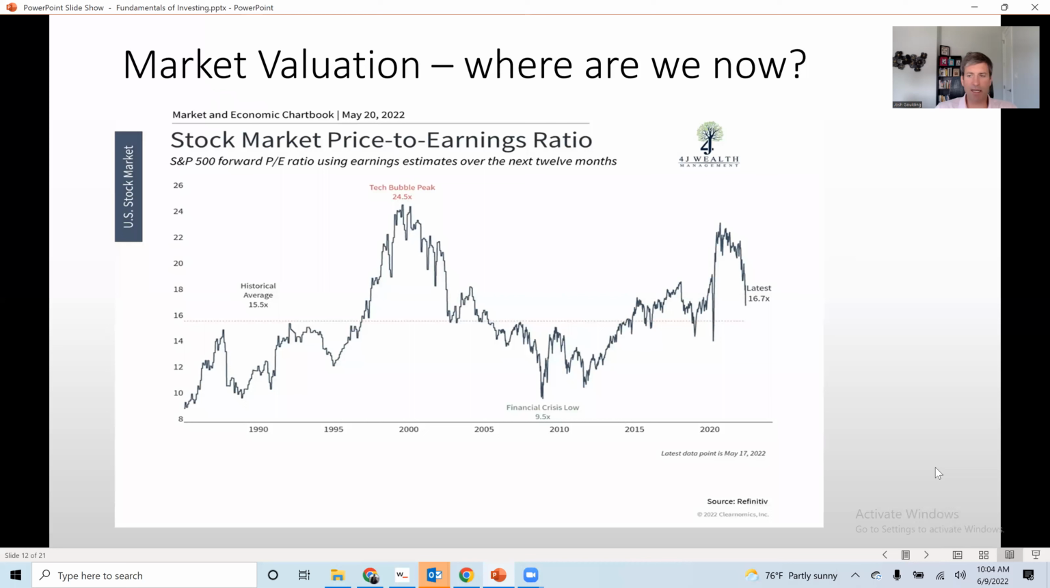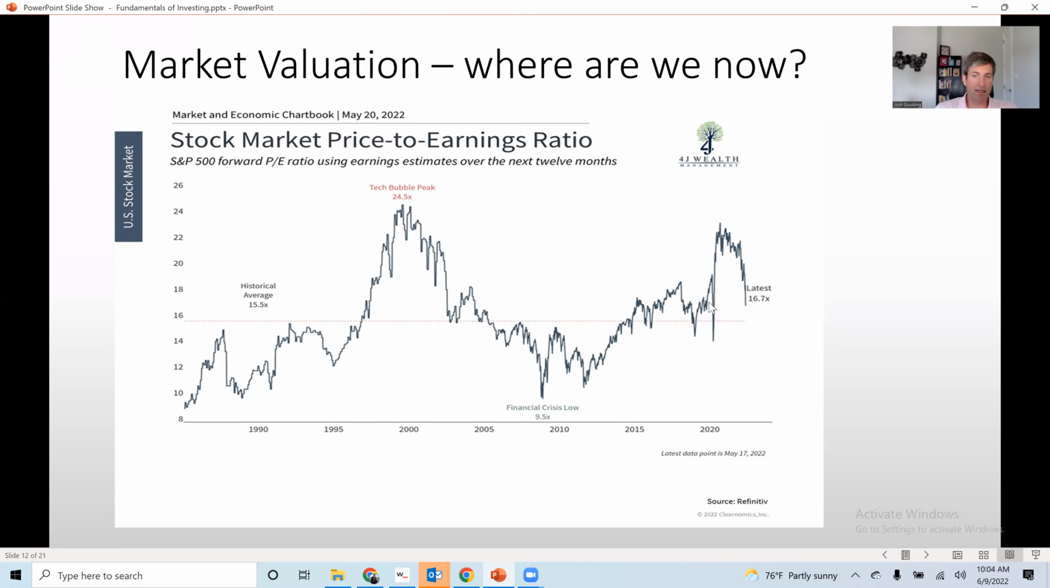So how about the market today? Now, this is as of May 20th. It's come back a little bit since this time period. But you can clearly see the long-term average going back to the 80s is that the S&P 500 trades at about 15.5 times next year's earnings, right? That's a long-term average. There have been periods of time where it's traded under that, and then there have been periods of lots of optimism, like in the late 90s, where it traded significantly above that.